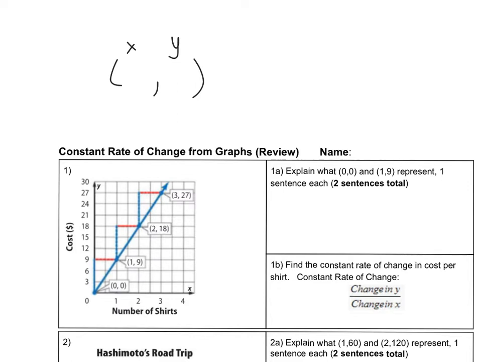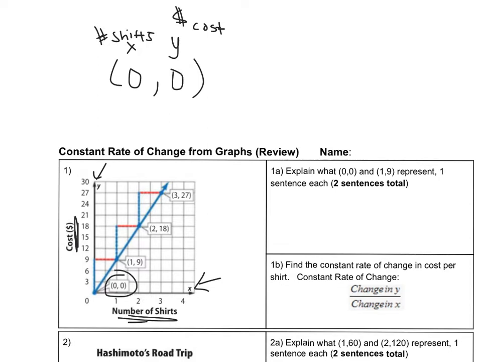Okay, so for the first number, 0 stands for the x value, and then 0 stands for the y value. On your graph, this is your x-axis right there, we're talking about the number of shirts. So I'm going to put the hashtag because that stands for number of shirts. And for y, that stands for the y-axis, which is the cost in dollars. So I'm going to put the dollar sign, and it's the cost in dollars of these shirts.